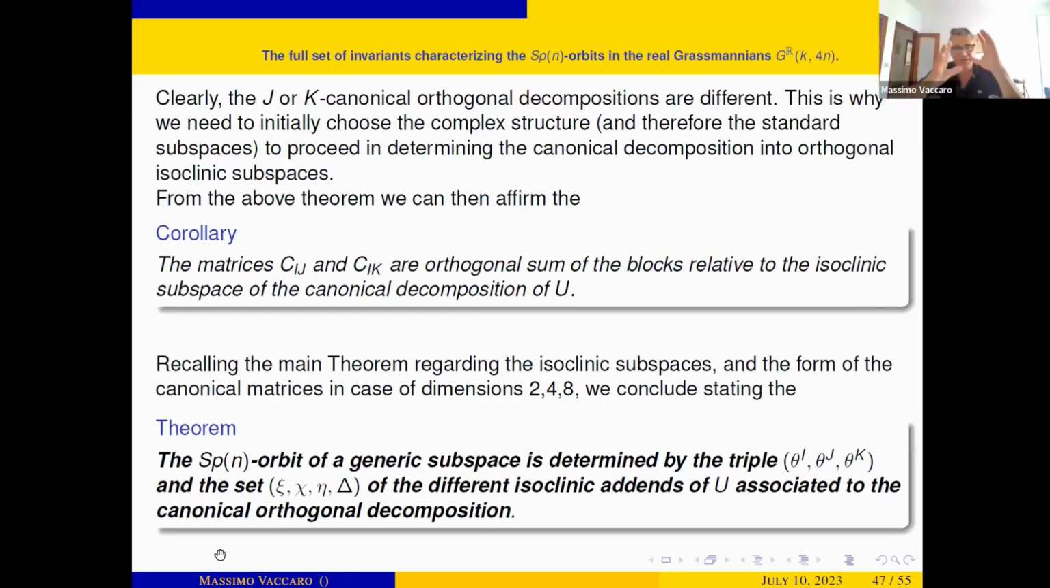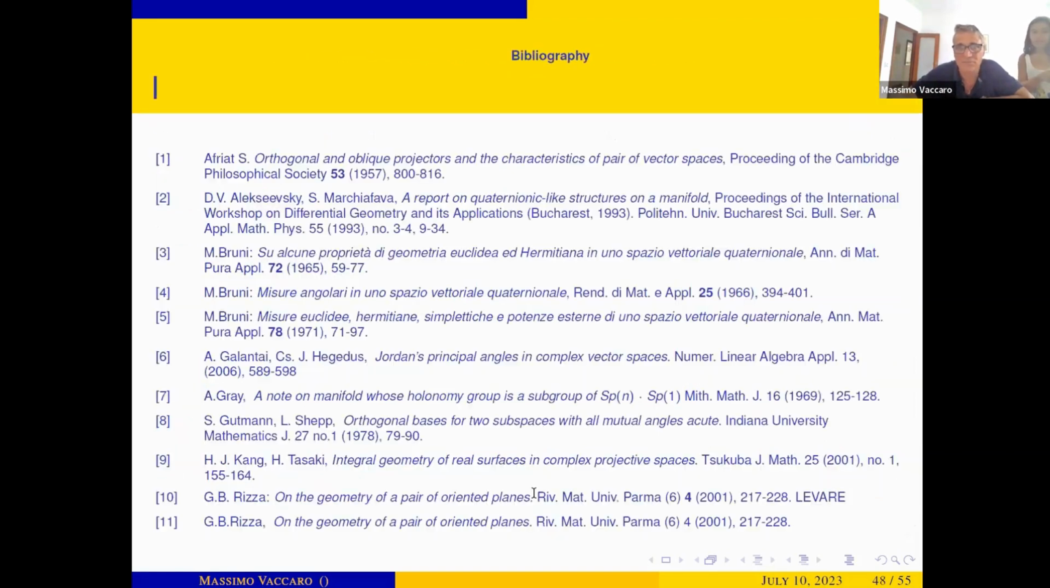So the orbit is determined by the 3 angles and by this delta, apart from the 3 principal angles, of course, which we said is a necessary condition to be satisfied. And if we are in a complex situation, these are also sufficient, but not in a quaternionic subspace. I hope I finished.